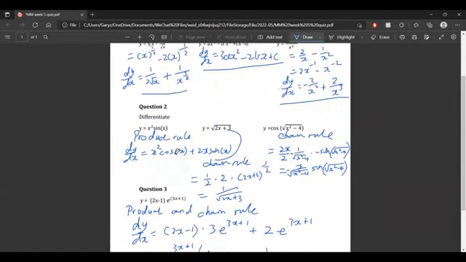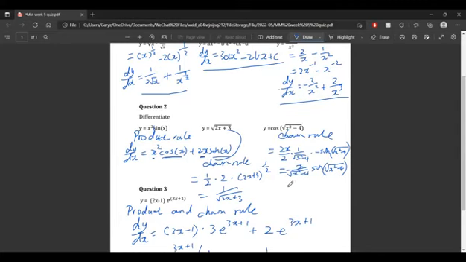Next, for question 2, it's a bit more complicated. I've written down the rule we need to use. The first one, we need to use the product rule. To use the product rule, we have to divide the thing we need to differentiate into 2 parts. The first part we keep constant, in this case x squared, and we differentiate the second part, which becomes cosine of x, plus the opposite of what we did before. So we keep sine x constant, and we differentiate x squared into 2x.